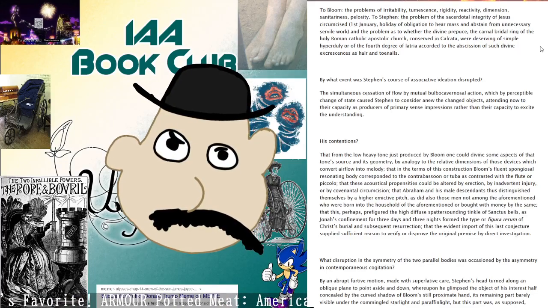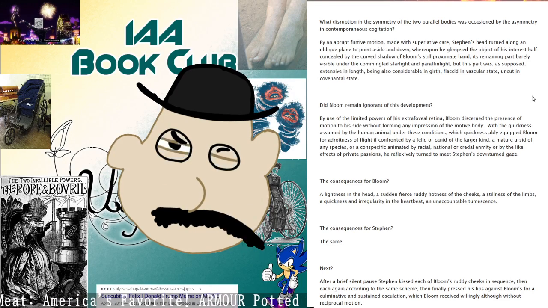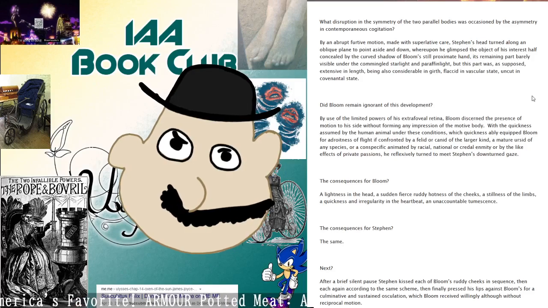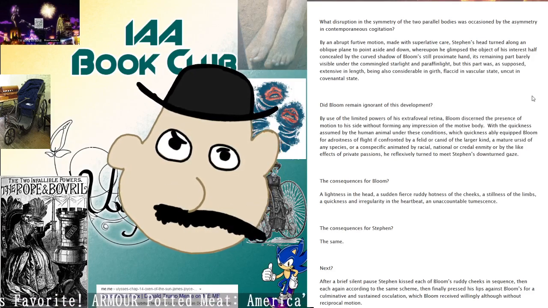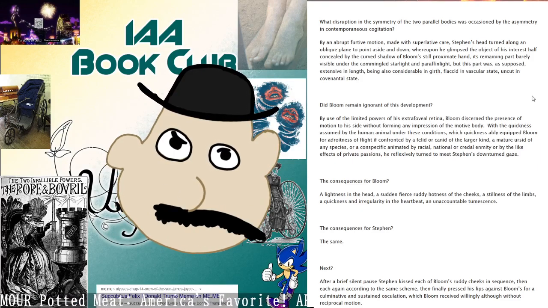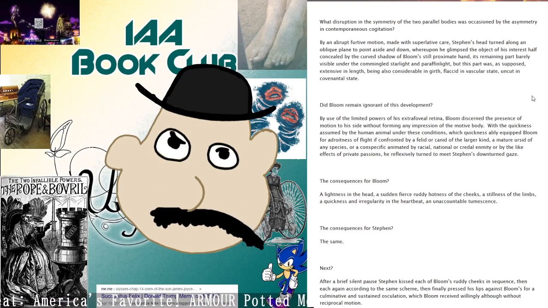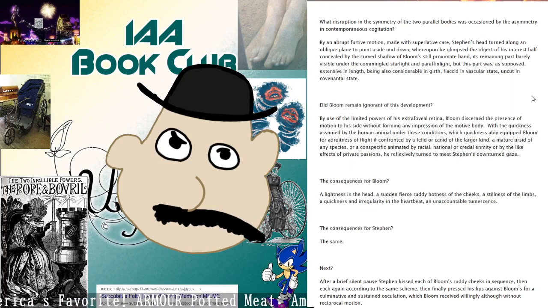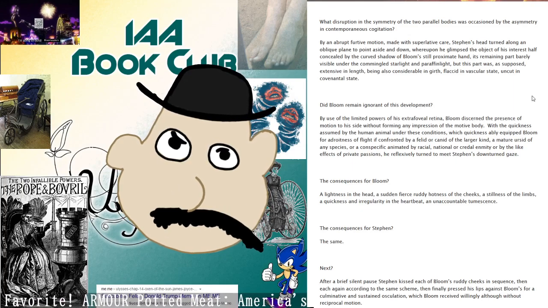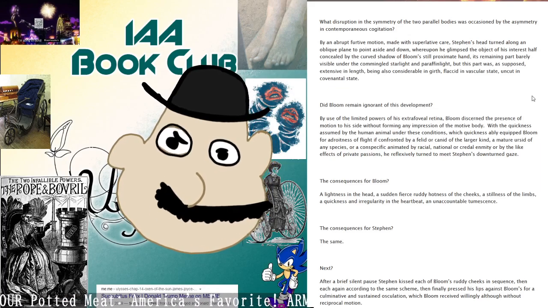What disruption in the symmetry of the two parallel bodies was occasioned by the asymmetry in contemporaneous cogitation? Cogitation is a fancy word that means thinking, or thought. By an abrupt, furtive motion, made with superlative care, Stephen's head turned along an oblique plane to point aside and down. Whereupon, okay, this is the part where it diverges. Right. Interestingly enough, they have done well to match the terrible writing.